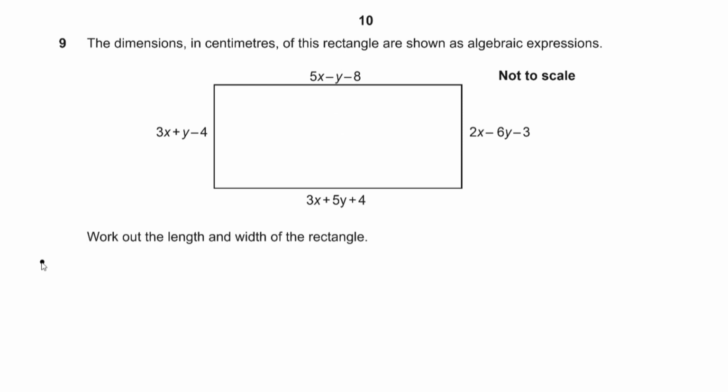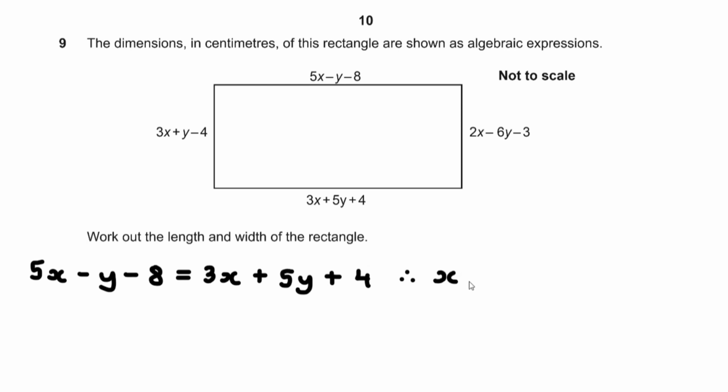So we have 5x subtract y subtract 8, which is equal to 3x plus 5y plus 4. And if I simplify this, you will find x subtract 3y to equal 6. Let's call this equation 1.